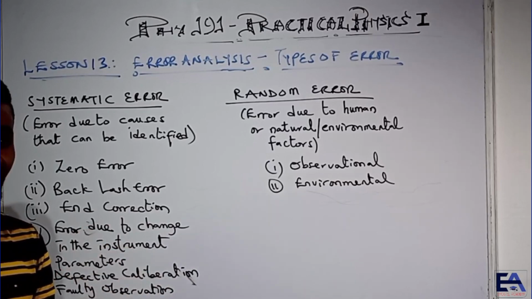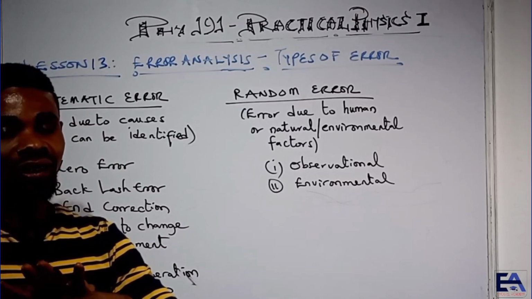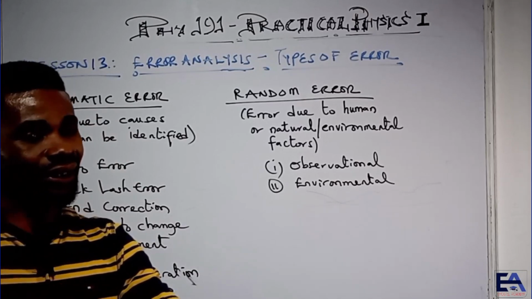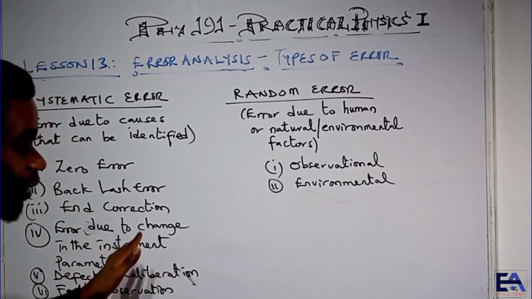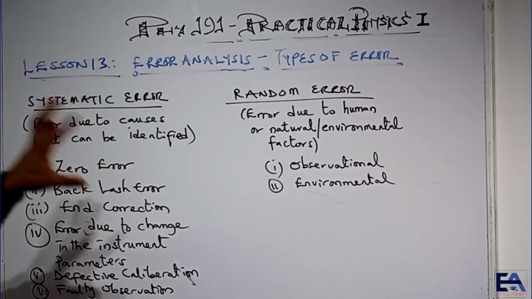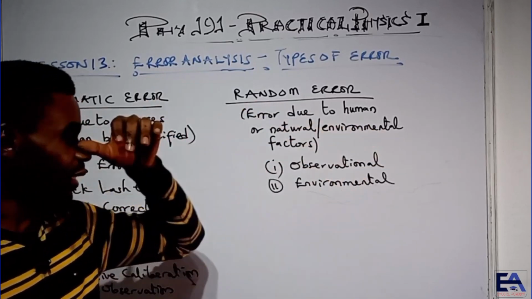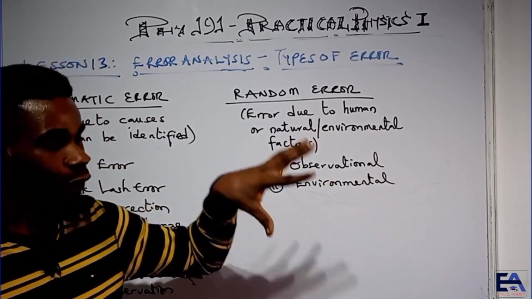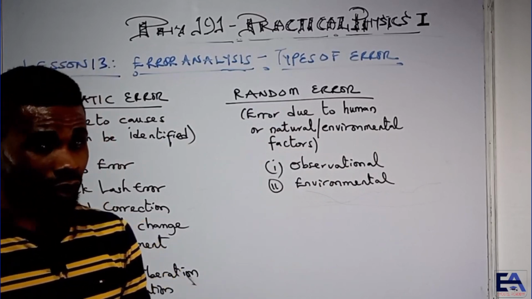One way you can remember systematic error is that it is usually error dedicated to the measuring instruments. That's the English you can use. Systematic error is the error that arises due to the measuring instrument, while the random error is the error that arises due to human factor, environmental factor, just natural causes. You get what I'm trying to say?